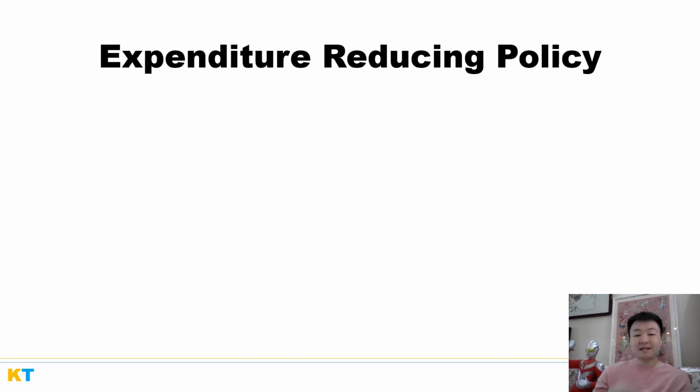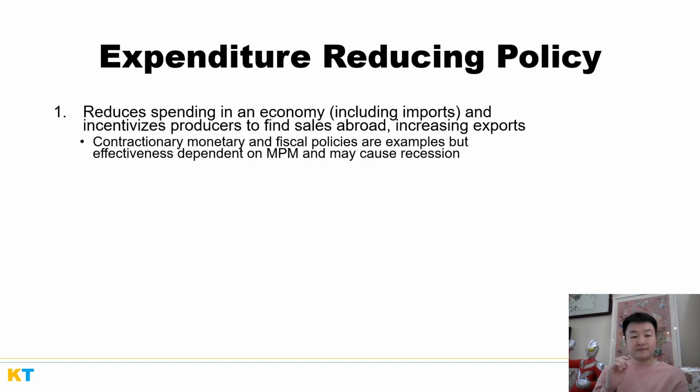Now, let's look at expenditure reducing policy. So this is policy that reduces spending in an economy, including imports, and incentivizes producers to find sales abroad, theoretically increasing exports and, again, improving our current account condition. So contractionary monetary and fiscal policy both fall into this basket.